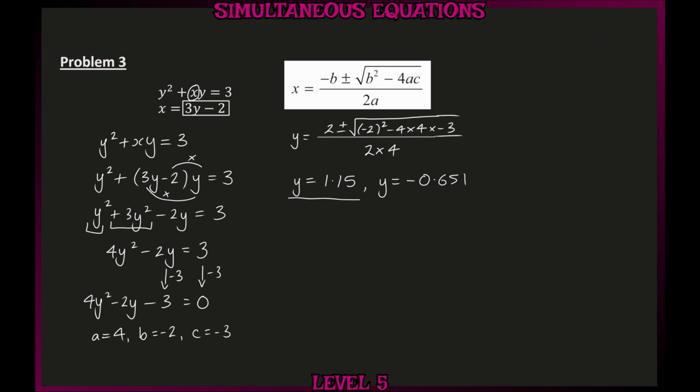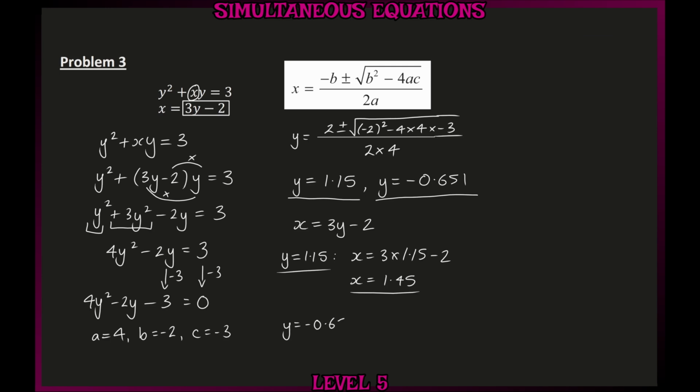If we now take each of these y values and substitute them back into the linear equation, because the linear equation is already written in terms of x, and it tends to be easier to use in general, we have when y is equal to 1.15, x is equal to 3 times 1.15 minus 2. And if we work this out, we get x is equal to 1.45 to 3 significant figures, and these two are a pair.